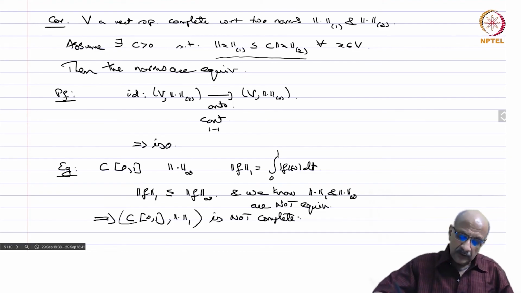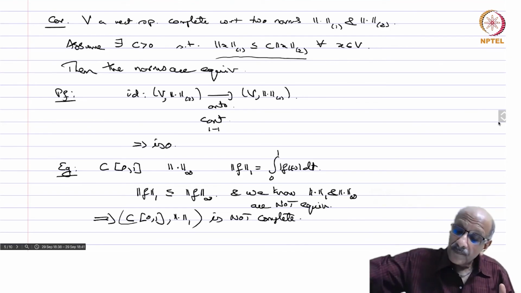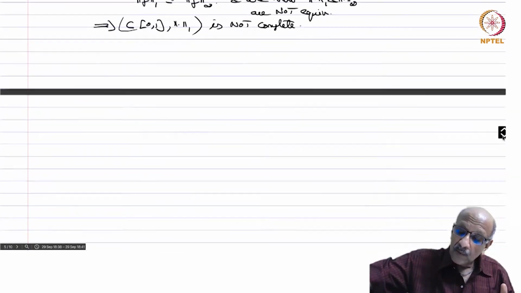We already know that C[0,1] with norm infinity is complete. If this were also complete, you have two norms and one of them less than or equal to the other, and the previous corollary said they should be equivalent, but we know they are not equivalent, therefore this is a proof that this is not complete. Okay, so now we are ready to move to the next theorem, namely the closed graph theorem.